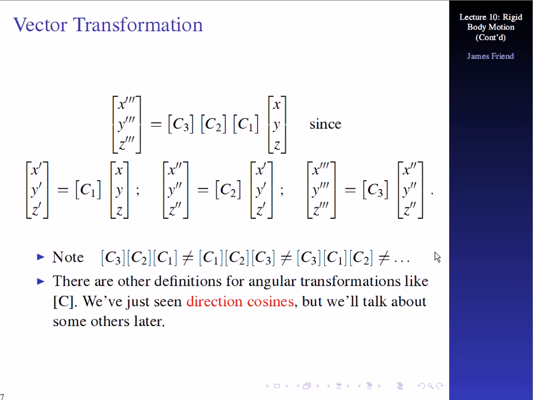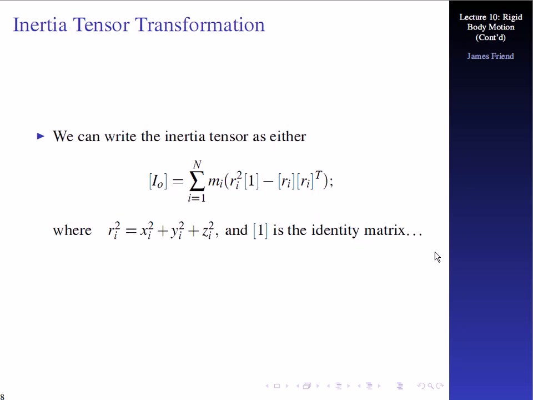Okay, there are other definitions for angular transformations that we can talk about. We can talk about all sorts of things. You can talk about having everything defined in terms of vectors that have four coordinates and so forth. But we'll talk about one other system just a bit later. Okay, but this is all about direction cosines.